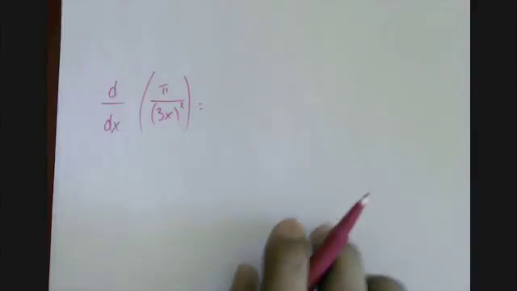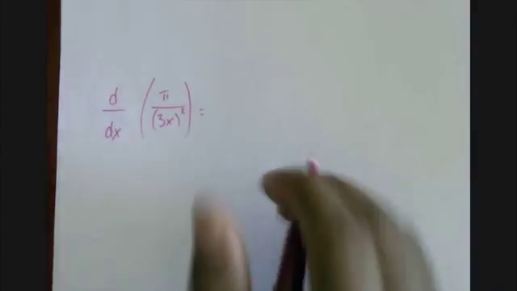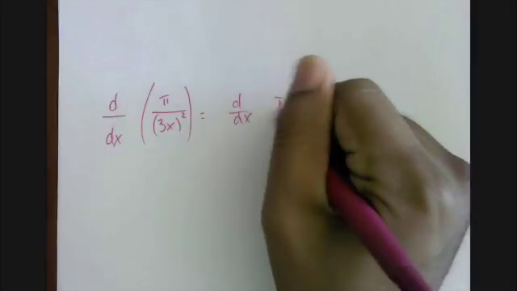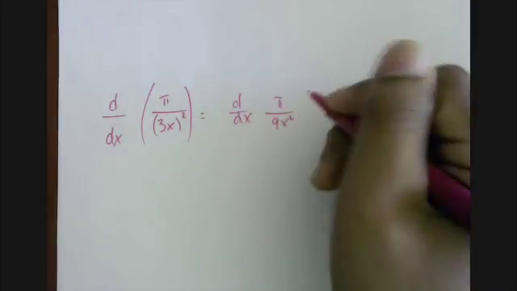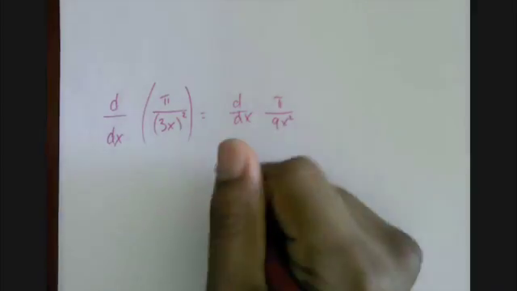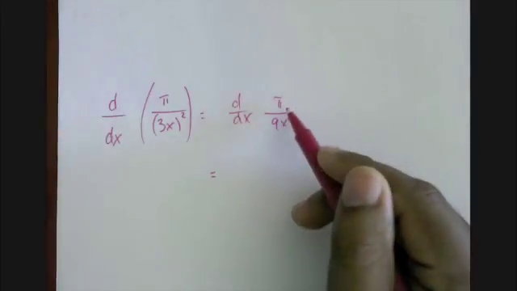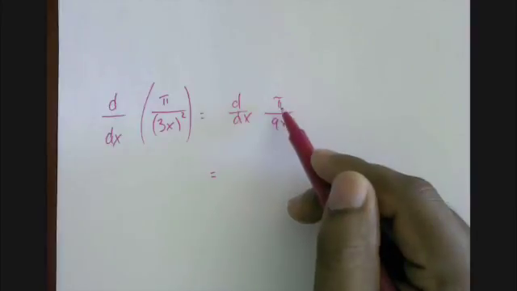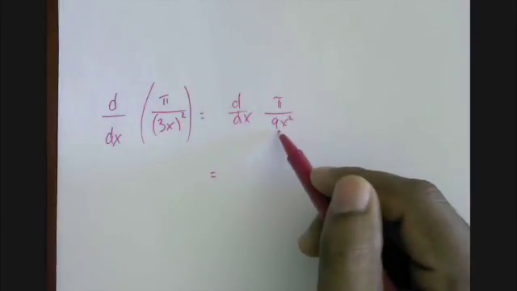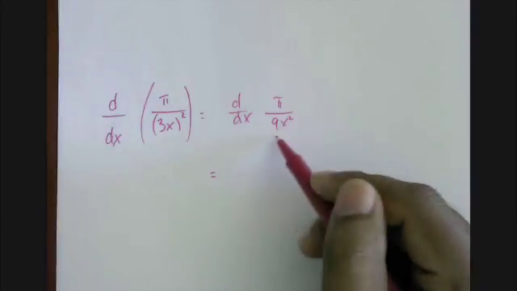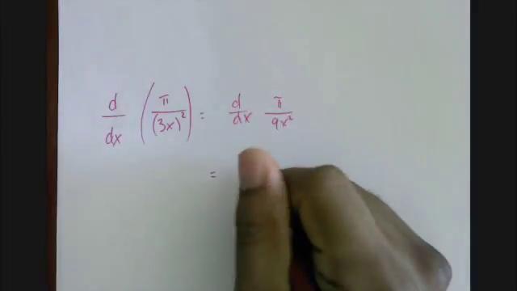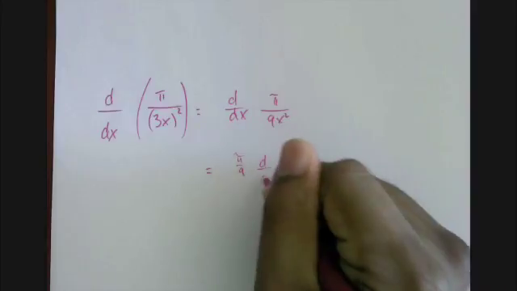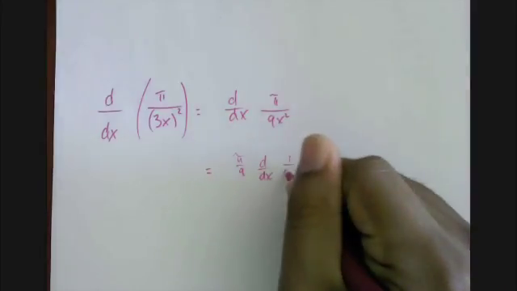Our final problem. We have d dx of pi divided by 3x squared. The first thing that I'm going to do is rewrite this as pi over 9x squared. The second thing I'm going to do, this pi is not really doing anything. It has no bearing on x squared really. It's a coefficient in other words. Similarly, this 9 is doing the same thing. Pi over 9 is a coefficient for 1 over x squared. So I'm going to rewrite this as pi over 9 d dx of 1 over x squared.